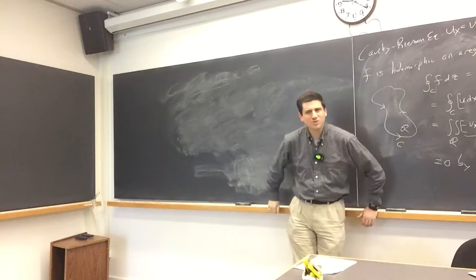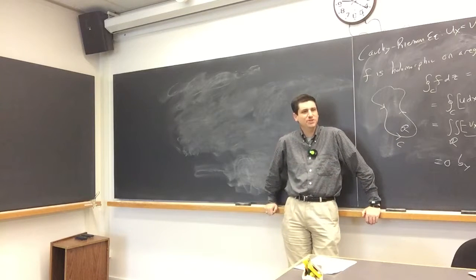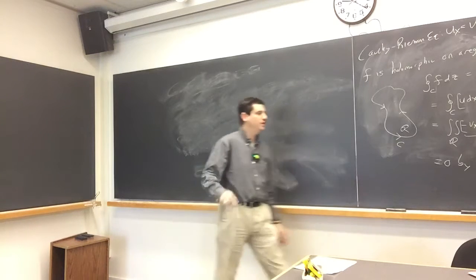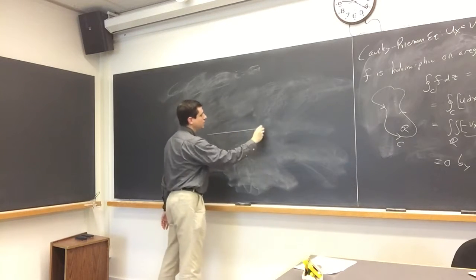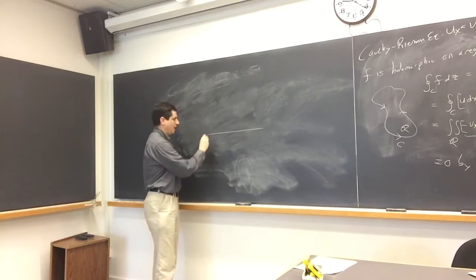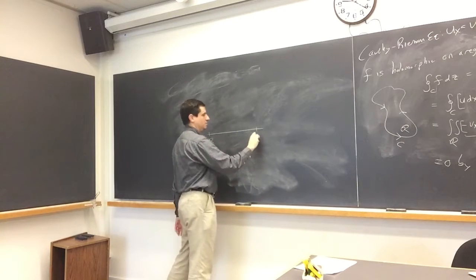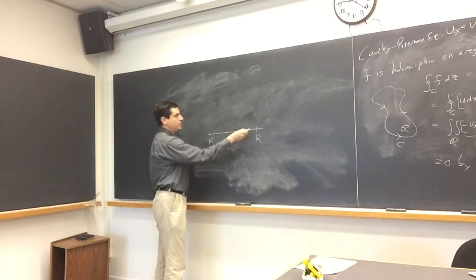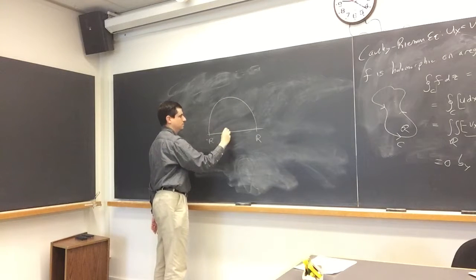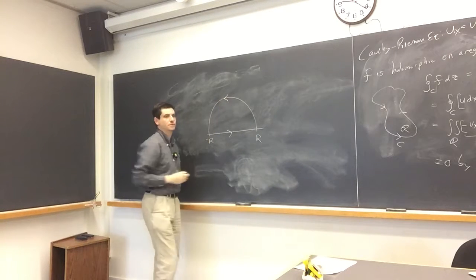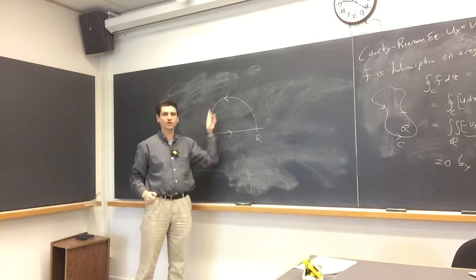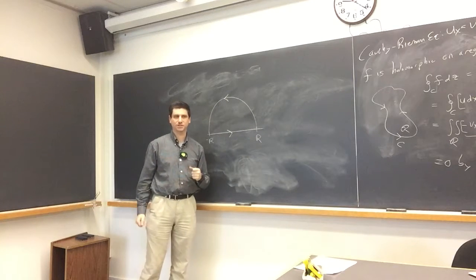So at first, this is almost looking like something that's going to be completely useless. All we get is 0. Why would we care about that? Well, here's one reason why we might care. Imagine I want to integrate something on the real line. And maybe I'll integrate from minus R to R. And what I can do is I can complete the curve. And now I have a closed curve, and I apply my results from complex analysis.